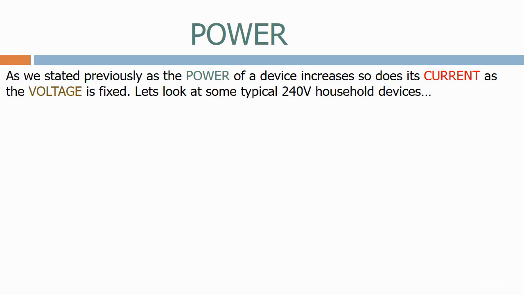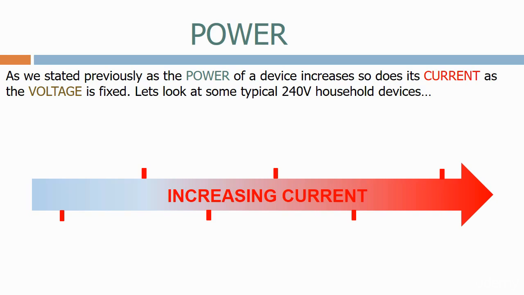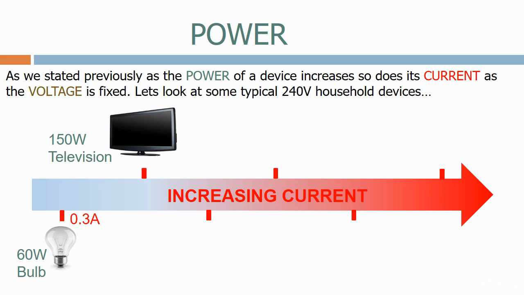As we stated previously, as the power of a device increases, so does its current, as the voltage is fixed. Let's look at some typical 240-volt household devices. Firstly, we have a 60-watt bulb. Assuming a power factor of 0.8, that will give you 0.3 amps. Next, a 150-watt television. That will draw about 0.78 amps. Next, a 1000-watt kettle. That will draw 5.2 amps.